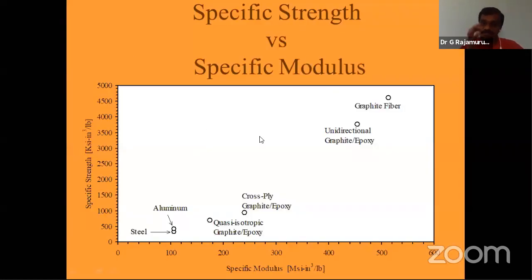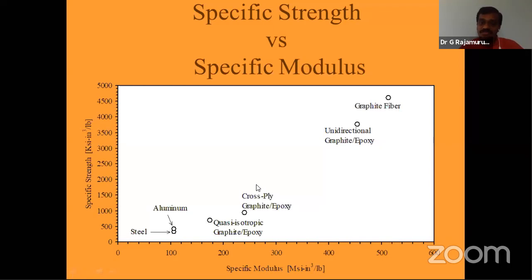And this is the chart which tells you the specific strength versus specific modulus of different types of composite material. You can see the steel, which is lying around 400, whereas the specific modulus is lying around 110 inch cube per, something like that, around this layer.